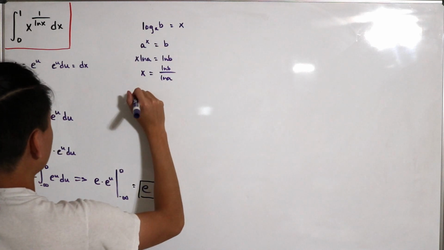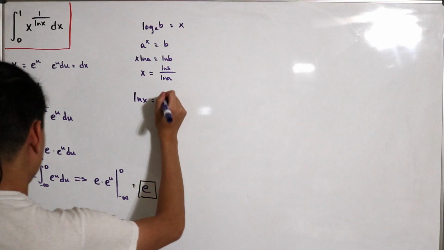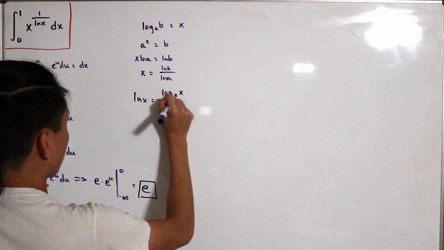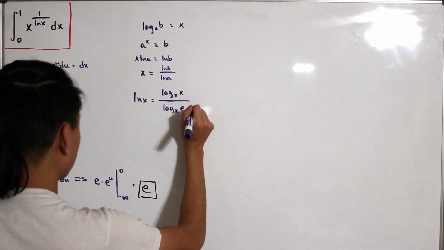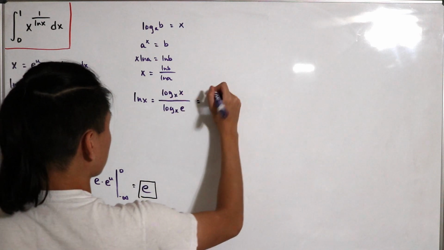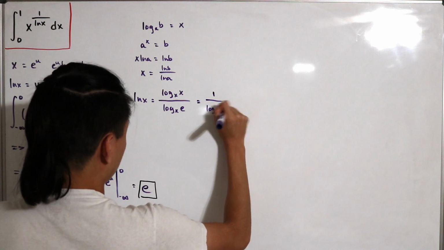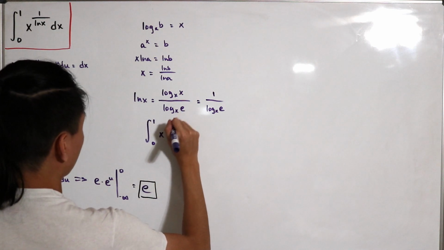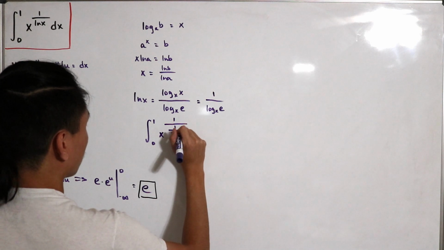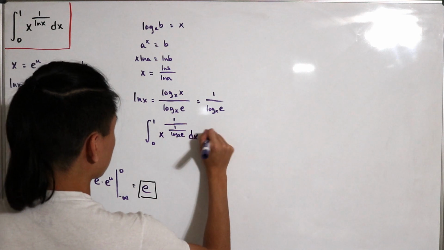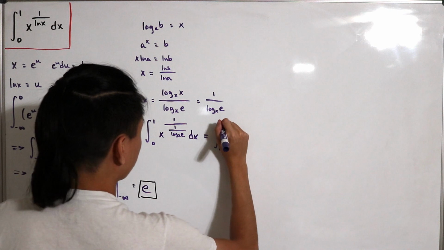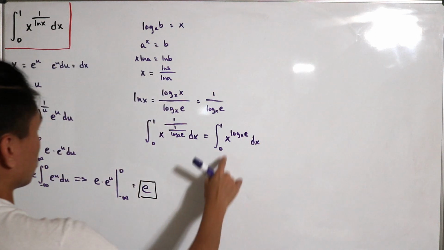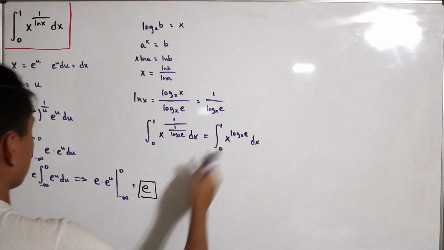Now if we consider ln of x, you can write this in terms of logs. This is equivalent to the log base x of x divided by the log base x of e. And we know that log base x of x is just equal to 1. So it's just 1 divided by log base x of e. If we substitute this back into our integral, we have the integral from 0 to 1 of x to the power 1 divided by log base x of e dx. Then we simply flip the reciprocal, so we're left with x to the power log base x of e. It's easy to show that x and the log base x cancel each other out, and there's just e as the new constant.